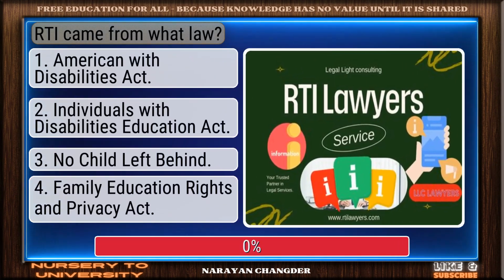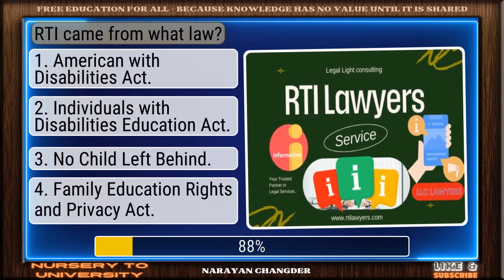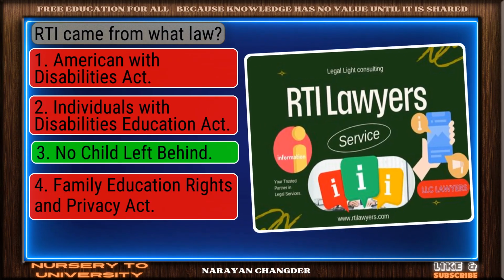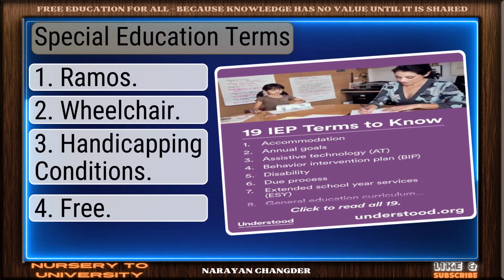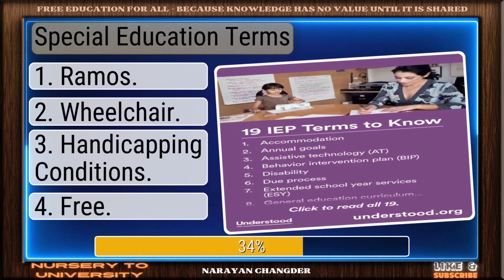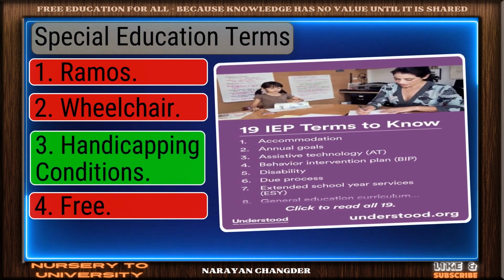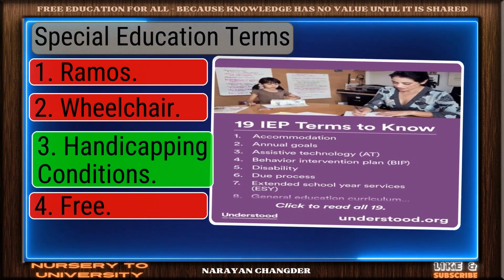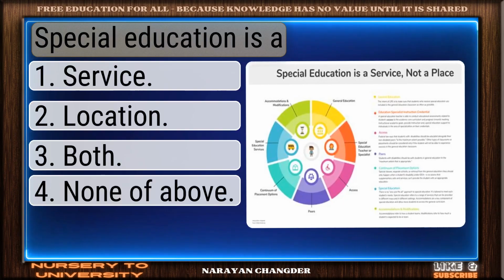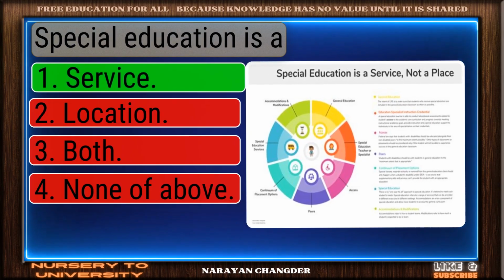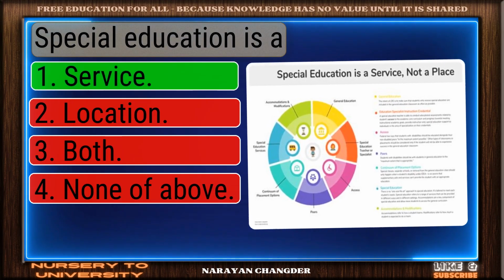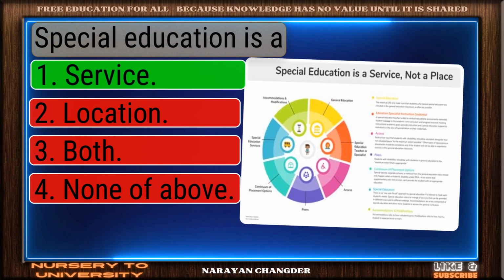RTI came from what law? Perfect. No Child Left Behind is the correct choice. Special education terms. Exactly. Handicapping conditions make sense and it is the right choice. Special education is a. Nice selection. Service is the correct and valid answer.